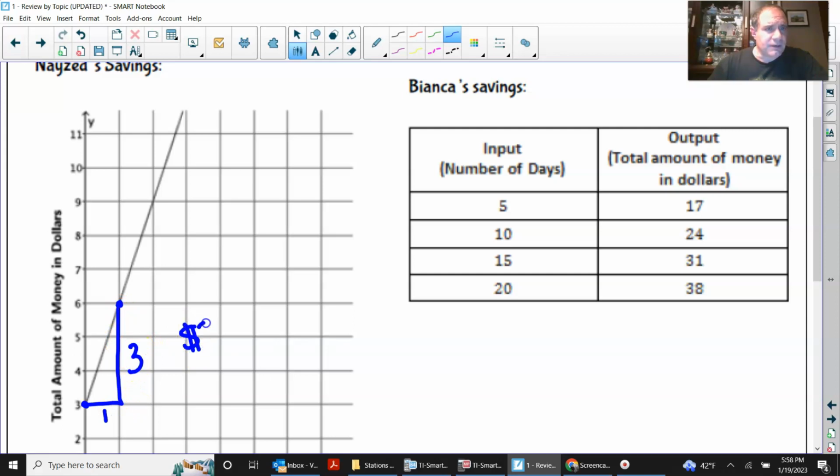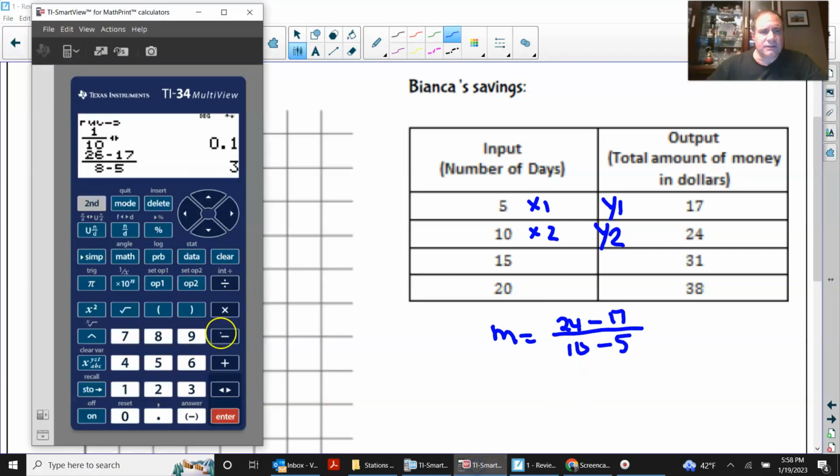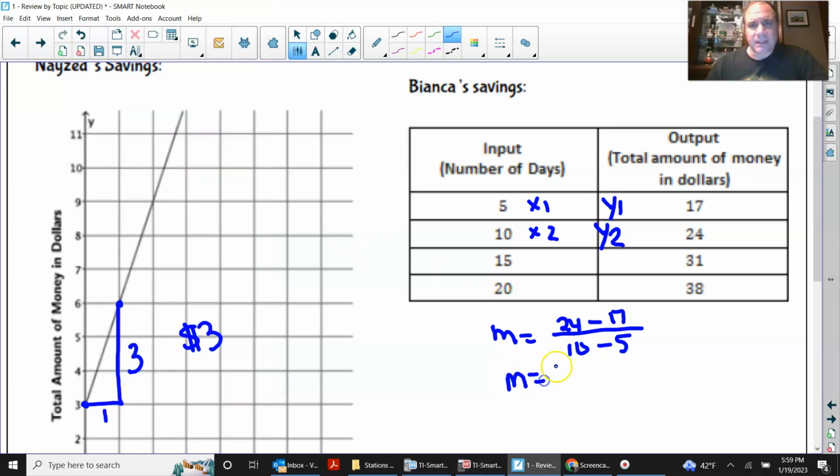So $3, and Bianca's over here. x1, y1, x2, y2, and we have 24 minus 17, and then 10 minus 5. And then we're going to put that in the calculator and see what is up with that. 24 minus 17, 10 minus 5. 1 2/5. So if you ever want to convert a fraction to a decimal, you click that double arrow right here, and it does it. So this is 1.4.